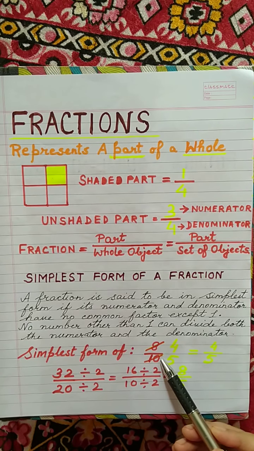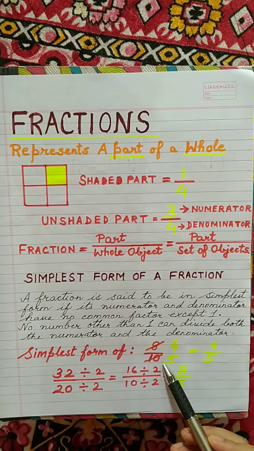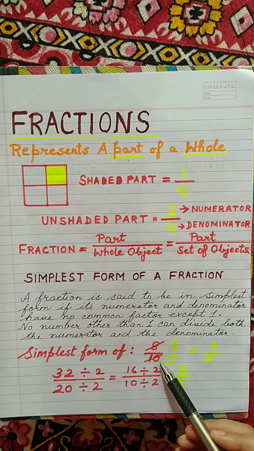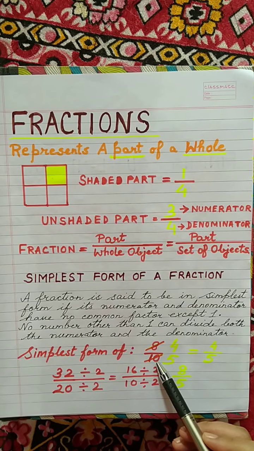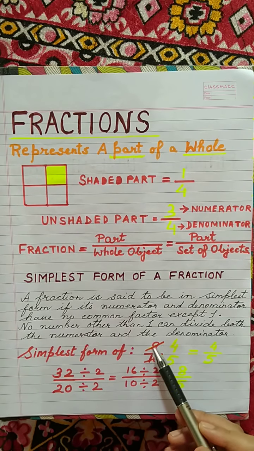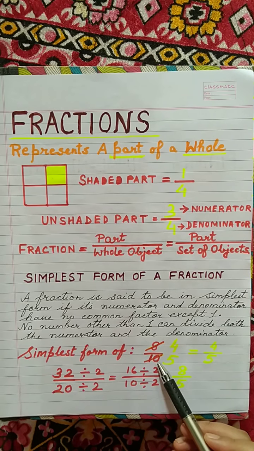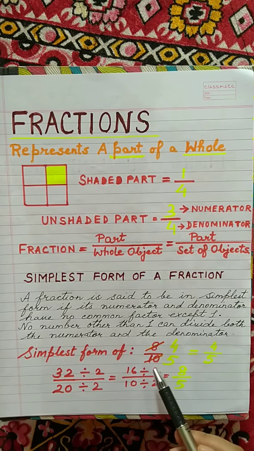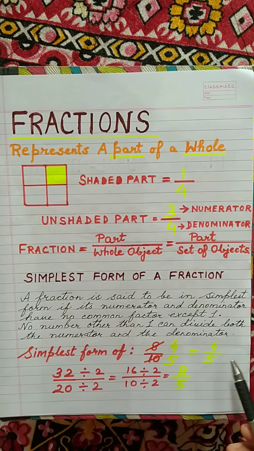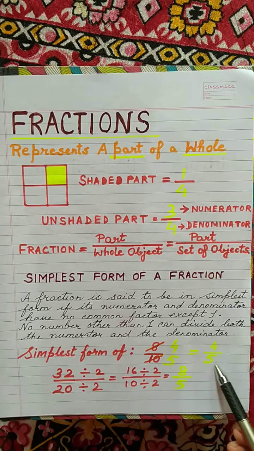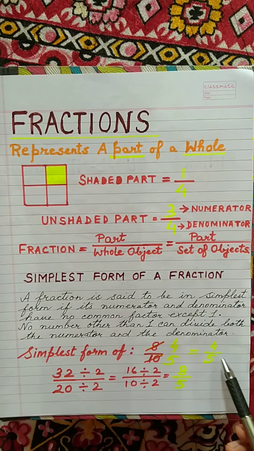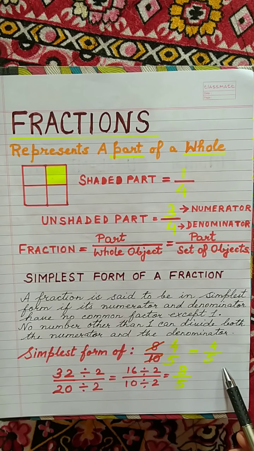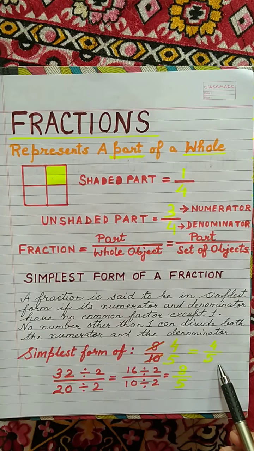So here we have a fraction 8 by 10. Now 8 and 10 both have to be divided by the same number. So 2 divides both 8 and 10. 2 4s are 8, 2 5s are 10. We have a new fraction now, 4 by 5. It is in the simplest form as it cannot be divided by any number other than 1.